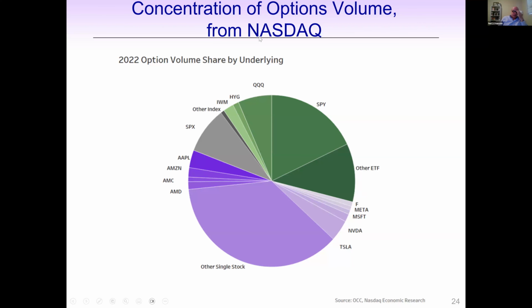Actually, this slide says it's from NASDAQ, and NASDAQ provided the data, but this is options trading across all exchanges. This handful of well-known symbols accounts for about half of options trading volume, right? If you subtract the other ETF, this handful of well-known symbols accounts for about half of options trading volume. The reason I show you this is to explain the sample construction.